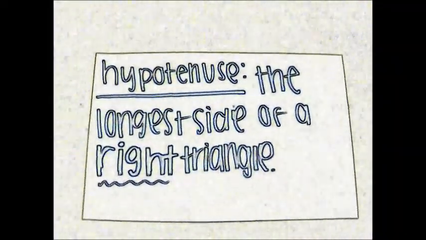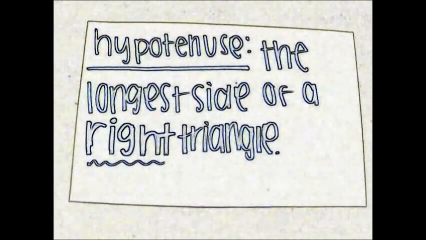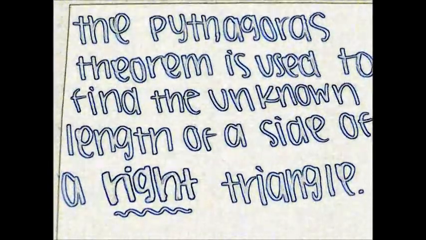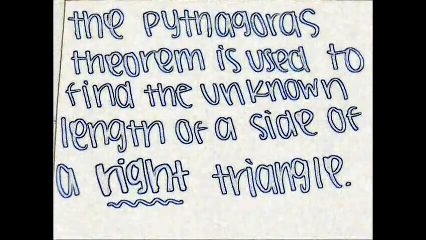One of the key terms of vocabulary for the Pythagoras Theorem is hypotenuse, which is the longest side of a right triangle. The Pythagoras Theorem is used to find the unknown length of a side of a right triangle.